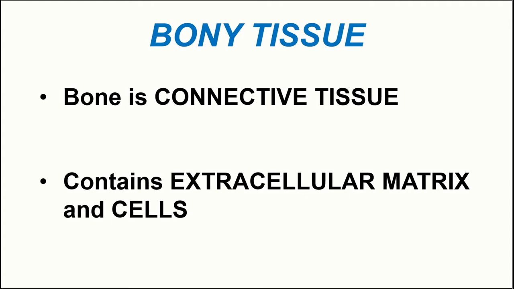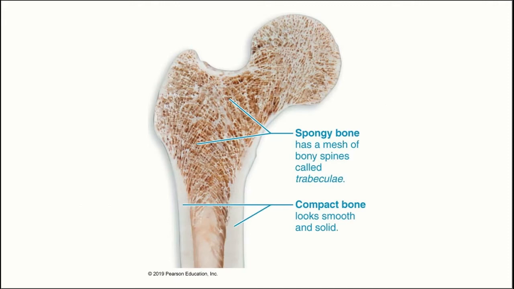So let's start by looking at the extracellular matrix of bone, and then we'll continue on with looking at the cells of bone tissue. There are two types of bone tissue. There is spongy bone and compact bone. Now, bones are not solid structures, so their interior is usually filled with this honeycomb type of bone that is called spongy bone. And spongy bone is lightweight and supportive.